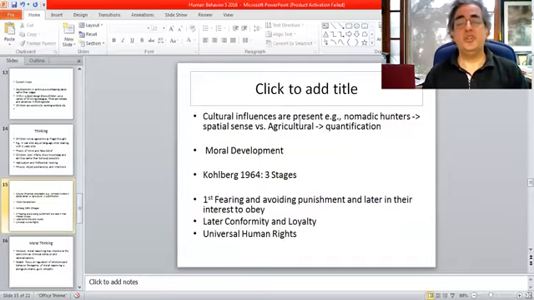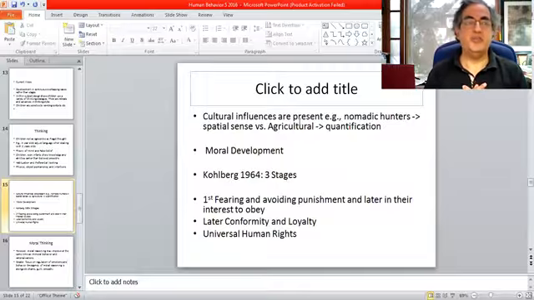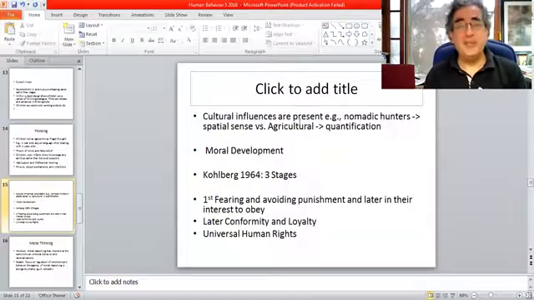So in the initial stage, people fear punishment and look to rewards, and that's the basic reasoning along which they discriminate. So why shouldn't I do this? Because mummy will be angry. Why shouldn't I do this? Because teacher will be angry. Why should I do this? Because teacher will give me a present. That's about the limit of their moral reasoning.